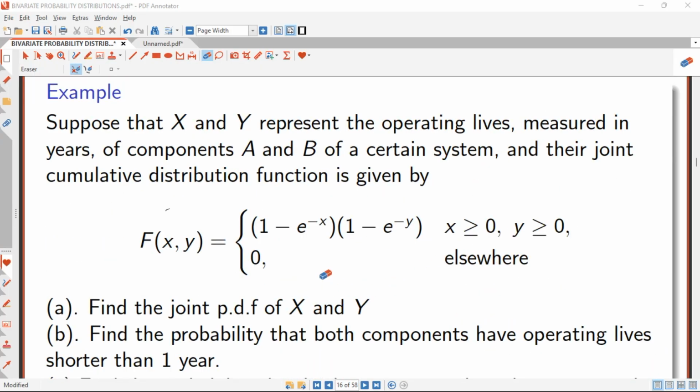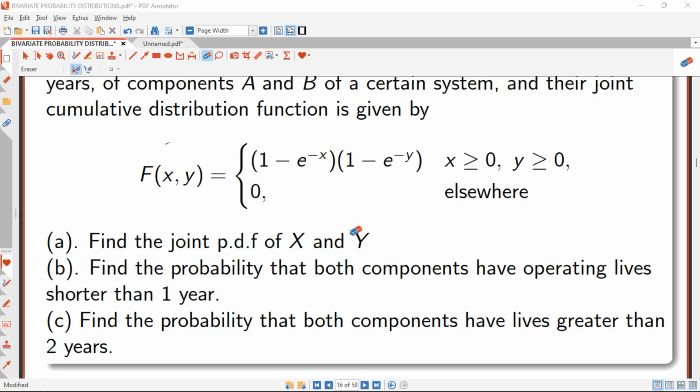For this one, we differentiate either with respect to x and then y, or with respect to y and then x. That will give the joint density. So let's solve it here. We have this function: 1 minus e raised to the power negative x, times 1 minus e raised to the power negative y.